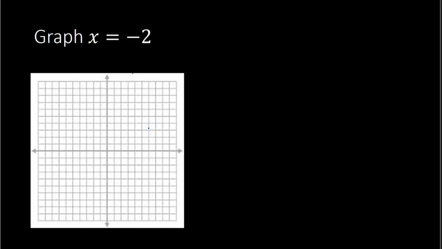So if x were something different, maybe negative 2. So if x is negative 2, that means we have a vertical line at negative 2. So right here with this vertical line, y can be anything. Y can be 0, negative 8, y can be 100. It doesn't matter, x will always be negative 2, which makes this vertical line.